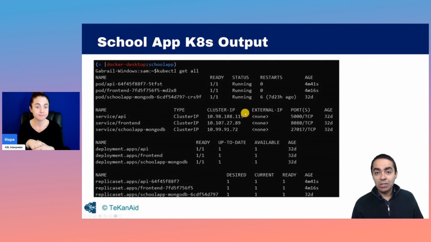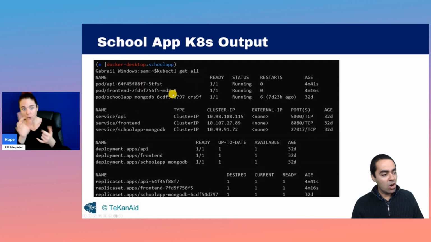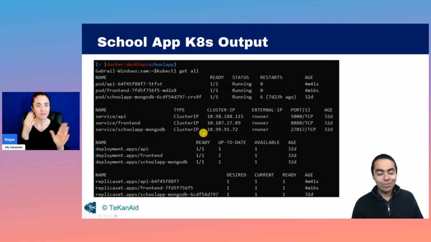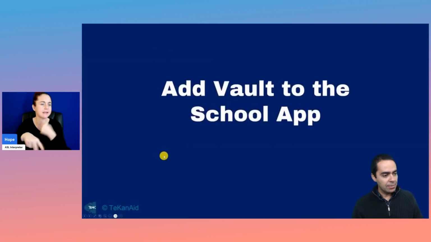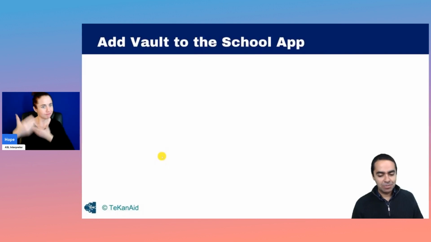The application output in Kubernetes will look something like this. When you run kubectl get all, you're going to see that we have 3 pods. We've got an API pod, a front-end pod, and the MongoDB pod. They're all deployed as deployments. And of course, we have services for each one of those pods, and they're using ClusterIP for their service type. All right, let's now add Vault to the mix and see how things will work for our school app application.